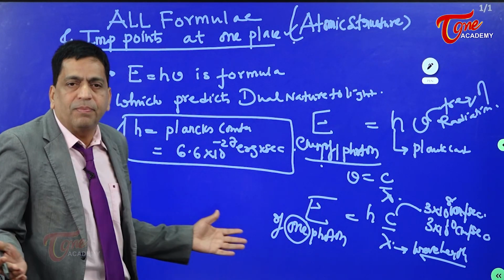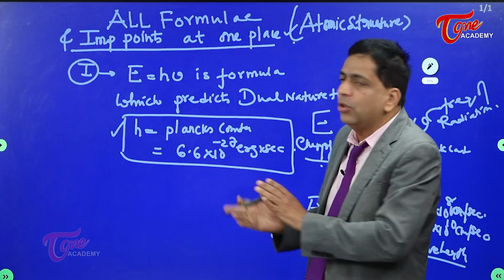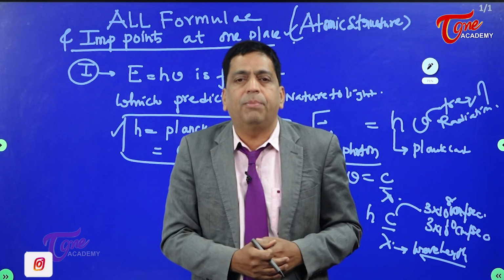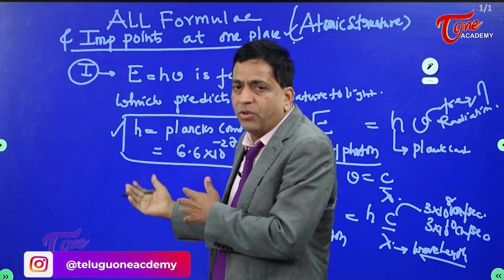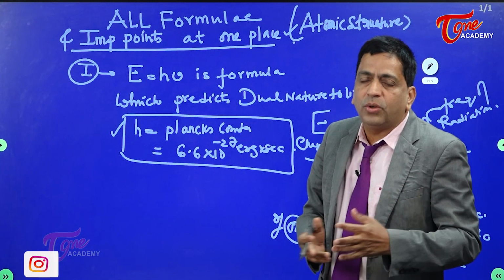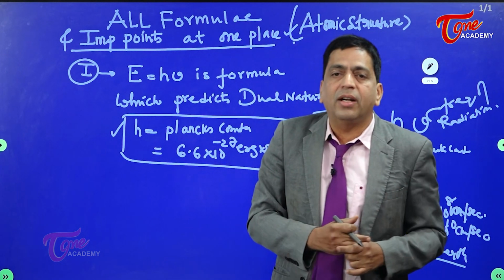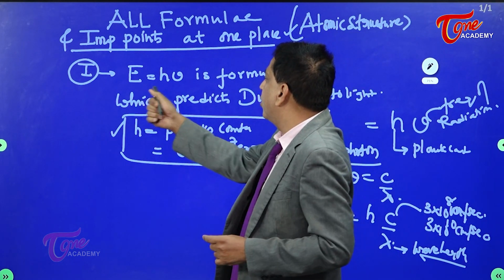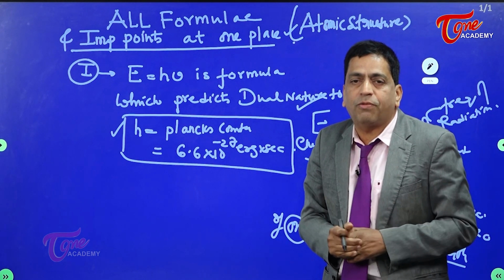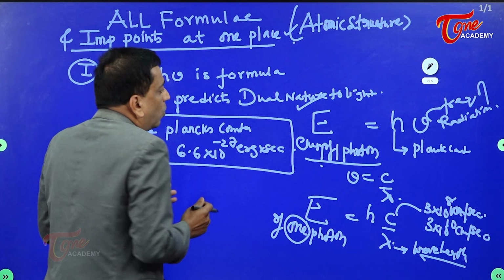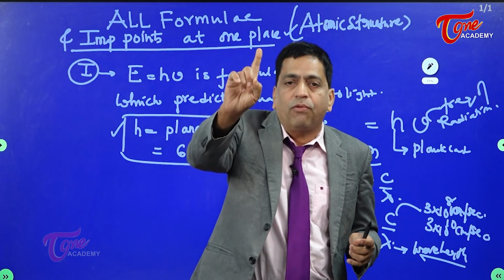You must understand that. So E is equal to h nu is Roman number one. A quick revision in a single-page document like this will help you; you can revise this entire chapter in this fashion, because each Roman number is an important question in the exam. E is equal to h nu is the formula which predicts dual nature of light. Second, what is this E? It is the energy, used to calculate the energy of one photon.